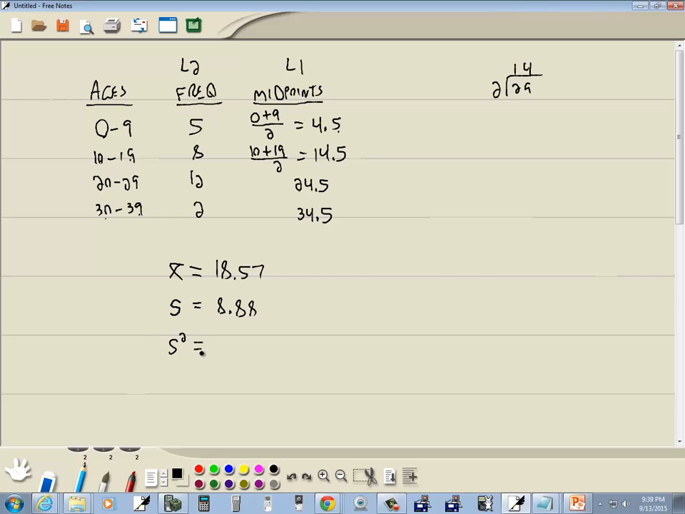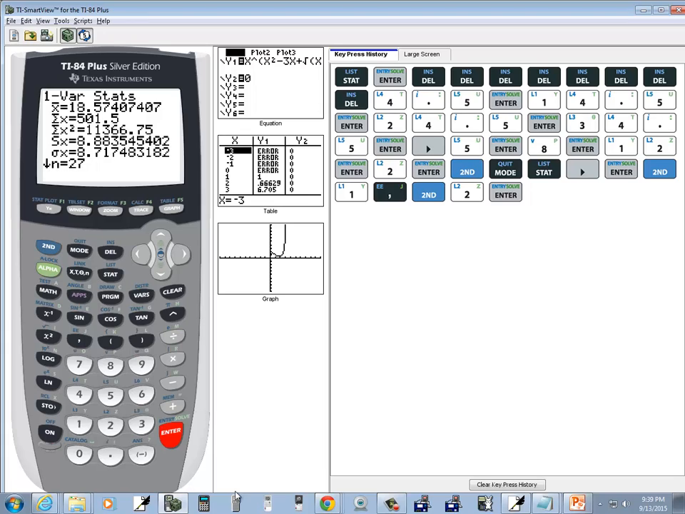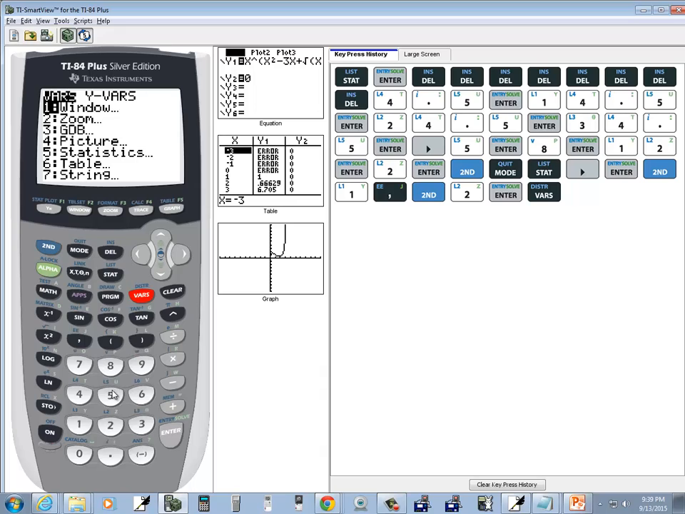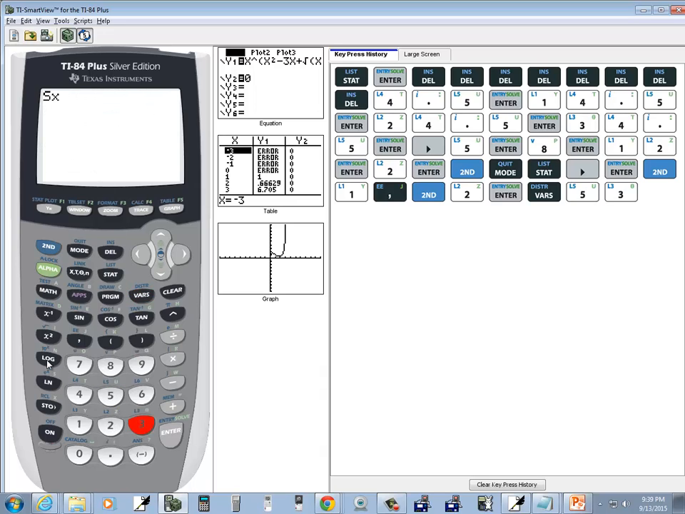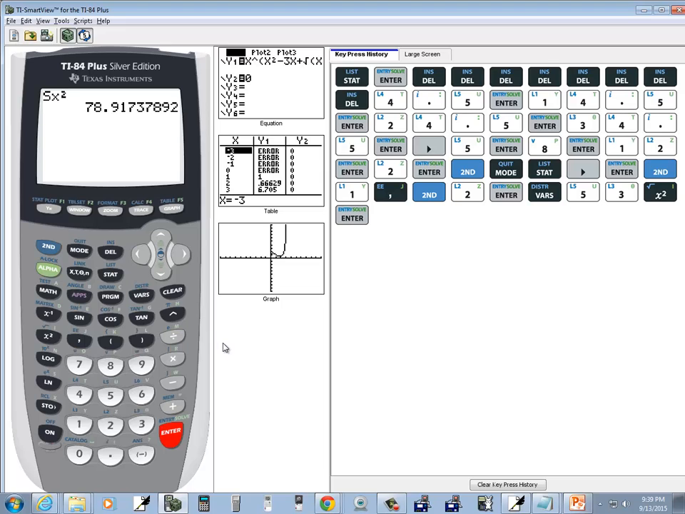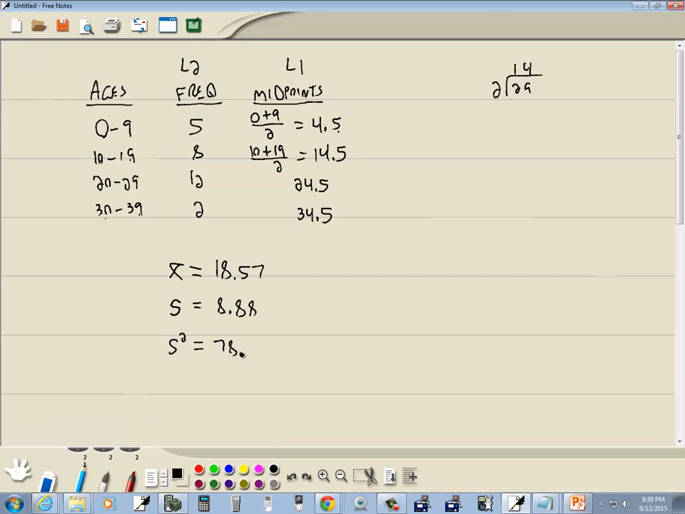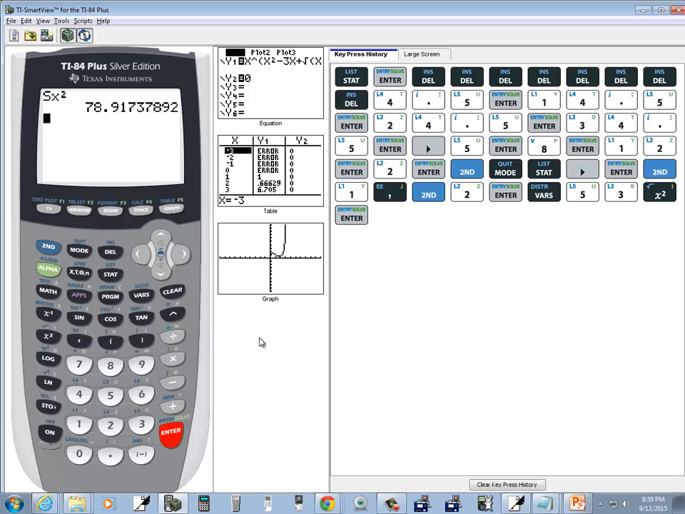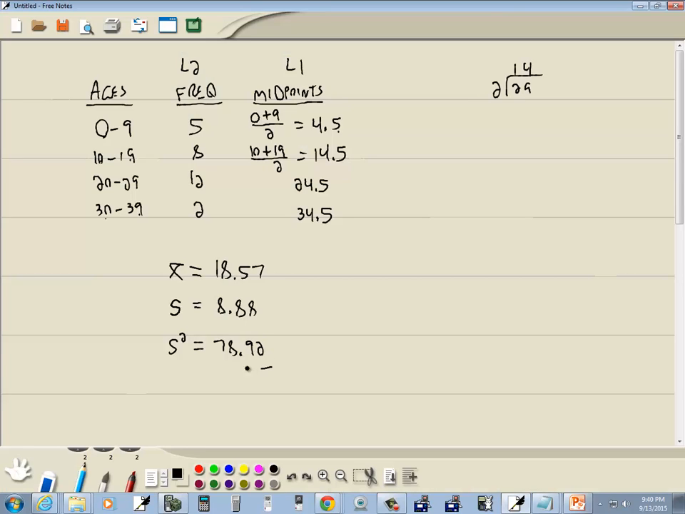And we wanted to find our sample variance. Sample variance is going to be Sx squared, so I'm not going to type all that in. I'm going to access my VARS, 5 for statistics, and 3 for Sx, and then push my squared, and then press enter. So this is going to be 78.92. And those would be our answers. That's what we'd input.